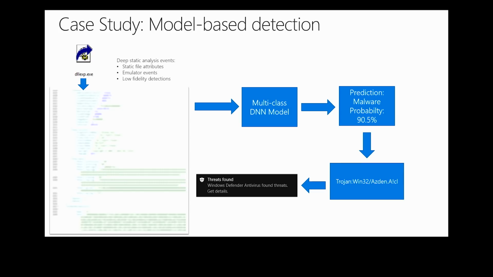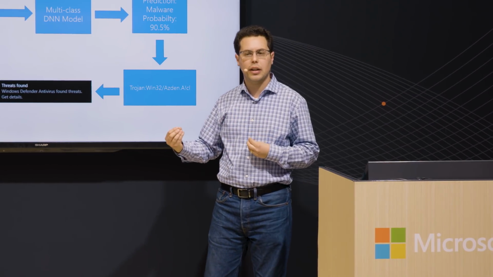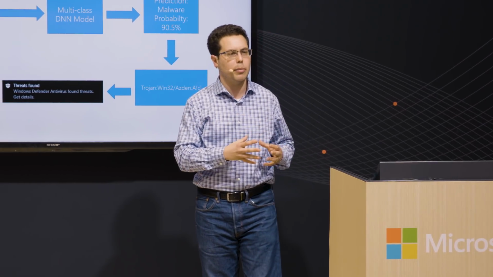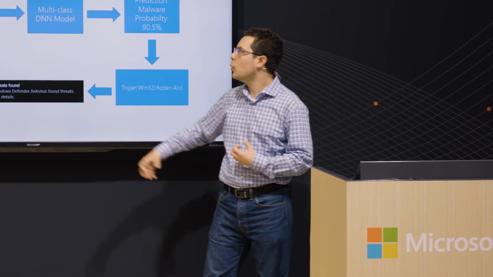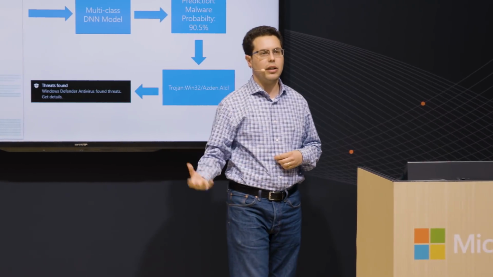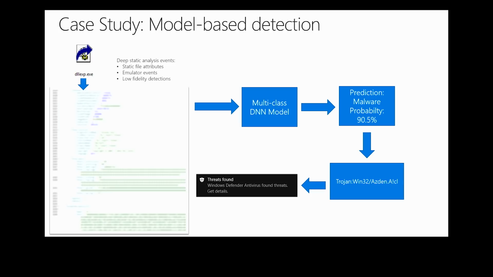We looked at, if we were to run this through emulation, what was it going to do? The other thing we did is look at our low-fidelity detections. What are low-fidelity detections? Those are many, many detections that we have on files that we don't really trust. They're extremely noisy. We're never, ever going to block on them. But we feed that into the ML model as signals together with the emulation and the static file attributes, right? Where did the file come from? Was it downloaded? What IPs did it come from? We had a multi-class DNN model, a neural network model that could say a little over 90% probability this is malware.